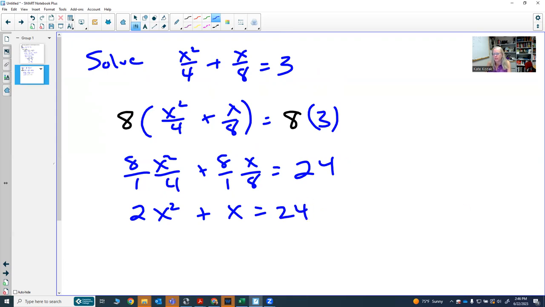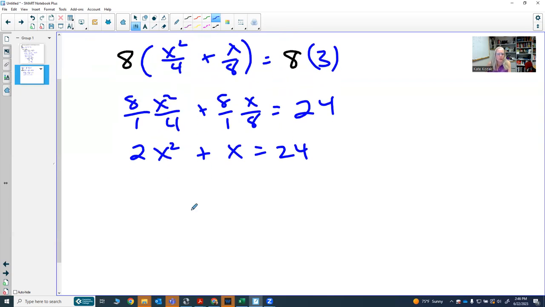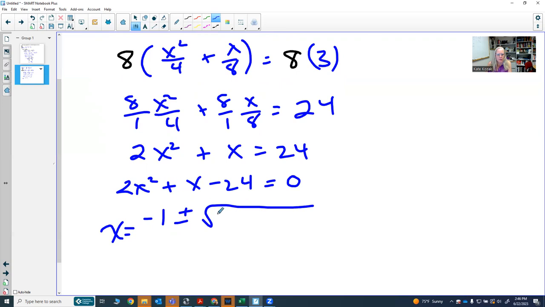Again, you now have an equation that has no fractions in it. So now this is a quadratic equation. We set this equal to 0 with 2x squared plus x minus 24 equals 0. If it factors, you can factor it. If it doesn't factor, you use the quadratic formula. The quadratic formula is minus b plus or minus the square root of b squared minus 4ac, where a is the coefficient of x squared, which is 2, and c is the constant on the end, minus 24, all over 2 times a.